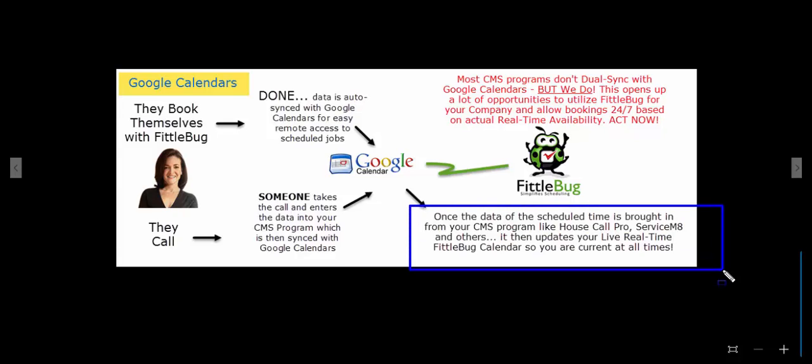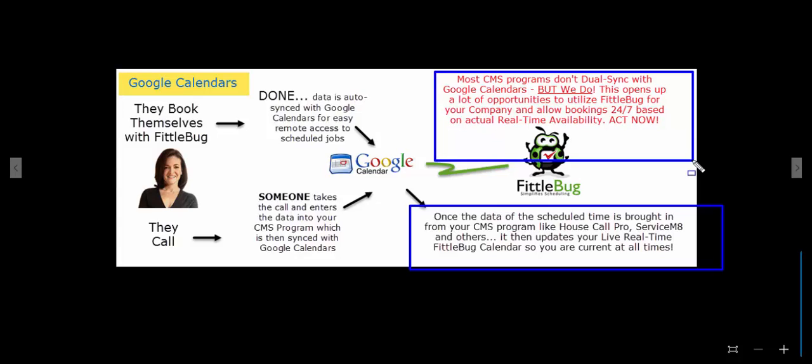So once the data of the scheduled time is brought in from the program that you might have, like House Call Pro or ServiceMate or any of the others that sync with Google Calendars, it then updates your real live FittleBug calendar as well, because we sync both ways. So you are always current with your times in displaying them to the FittleBug application. You see, most CMS programs don't dual sync, but we do.